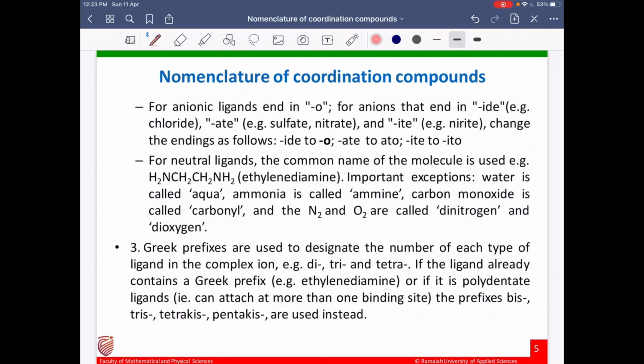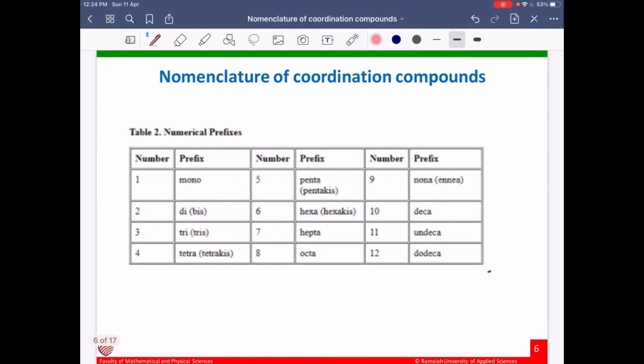Now, based on the number of ligands in the complex, Greek prefixes are used to designate the number of each type of ligand in the complex ion. For example, if the same ligand has two molecules, then we will call it di. If three are there, tri. If four are there, tetra. Now, if the ligand is a polydentate ligand, then instead of di, tri, tetra, we will use bis, tris, tetrakis, pentakis. It's given here.